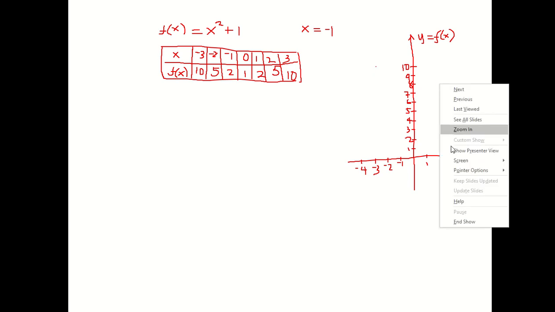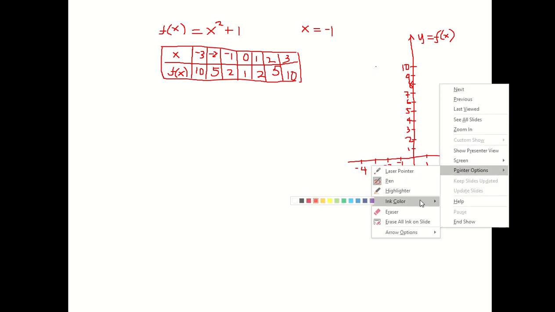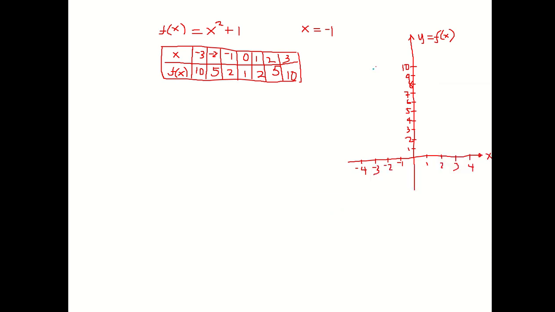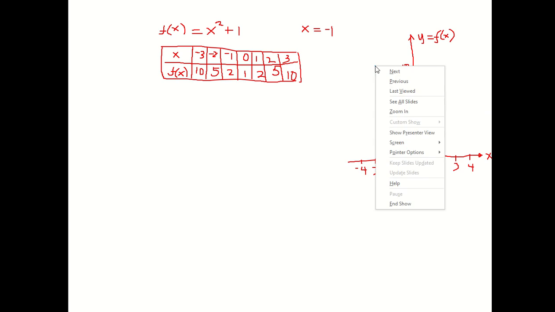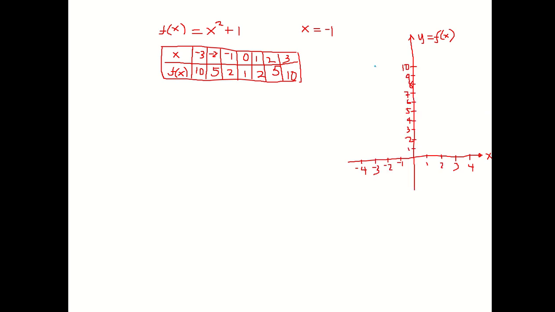Okay, I'll use another color. Okay, so this is our point. This is for x equal to minus 3, f of x equal to 10. When x equal to minus 2, we have f of x equal to 5. Okay, so at this point here, when x equal to minus 1, we have 2.